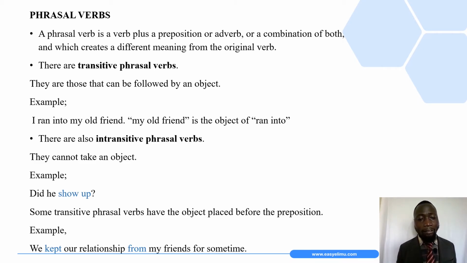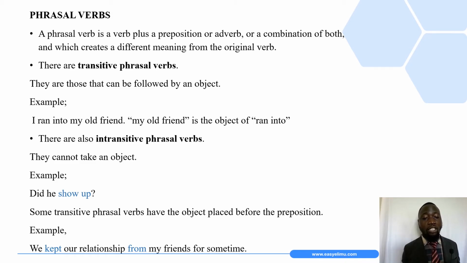Looking at that sentence, you will realize that the object has been placed before the preposition. We kept our relationship from my friends for some time. The preposition that we have in that sentence is from.